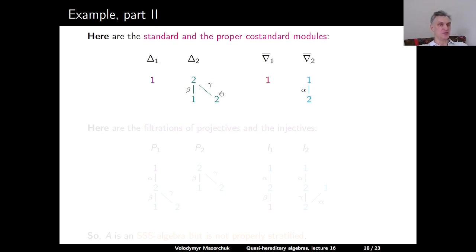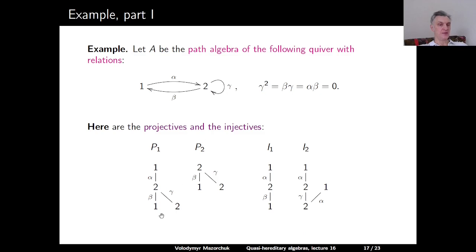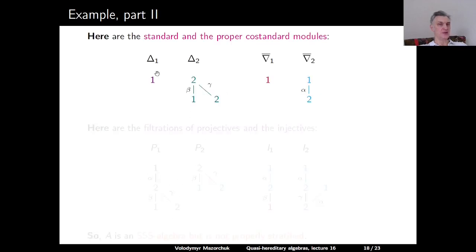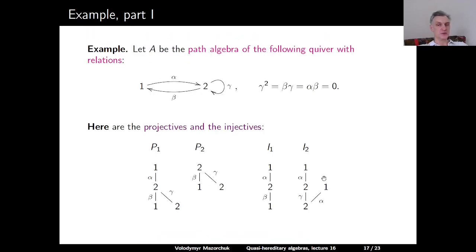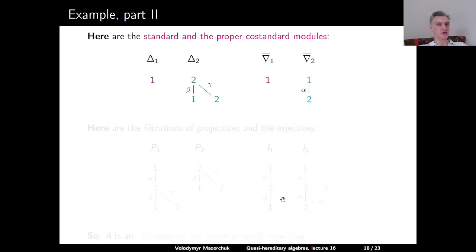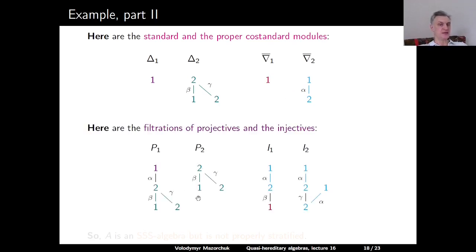So delta 2 is just P2, and if we kill P2 inside P1, we see that delta 1 is just the simple module L1. So proper costandard modules: we see that nabla overlined 2 is 2 in the socle and 1 on top of it, and if we kill it here on top, it remains 1 in the socle, so nabla overlined 1 is just 1. And we readily see the standard filtrations of projective modules, and the proper costandard filtrations of injective modules for our algebra.